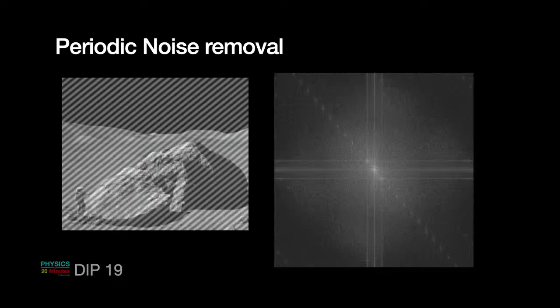So let's see one of the examples. One of the examples is here. This is my original image, the moon, a person on the moon, and it is corrupted with a slanting periodic noise, a noise which is almost at 45 degrees. Here is the Fourier transform. Can you guess, in this Fourier transform, where is my noise?